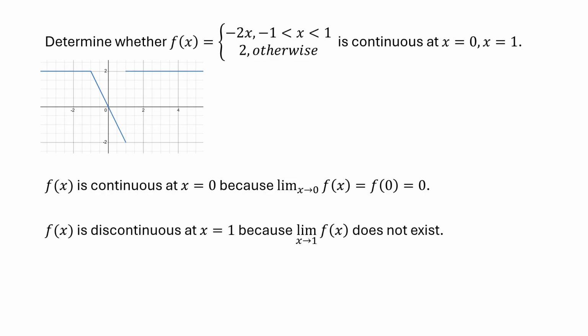However, it's discontinuous at the point x equals 1. It's a jump discontinuity because although you have the function defined here, at x equals 1 I'm using that f of x is equal to 2 otherwise. So it's defined, but the limit doesn't exist because as I approach x equals 1 from the left, I'm approaching -2. And as I approach x equals 1 from the right, I'm equaling +2, so the limit doesn't exist. So it's not continuous.